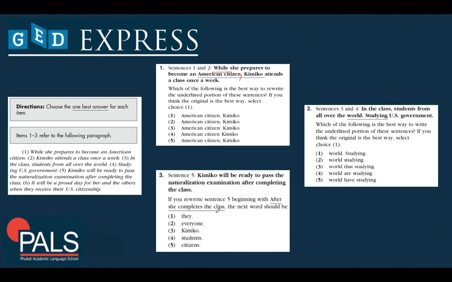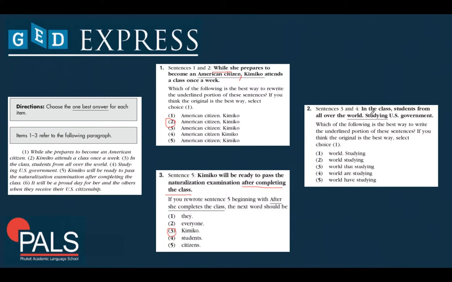So, after she completes the class, Kimiko will be ready to pass the naturalization examination. Remember what I talked about earlier? So let's encircle that and say I'm right to earlier. Yep. Let's answer that and this one, and now it makes sense. So we can take this part of the sentence and put it before. After she completes the class, Kimiko will be ready to pass the naturalization examination.